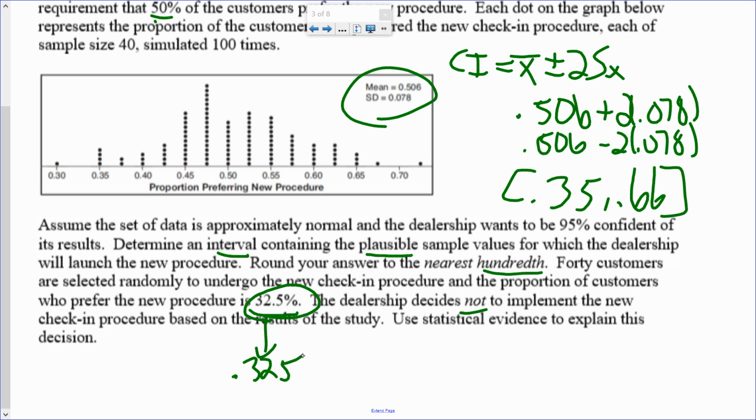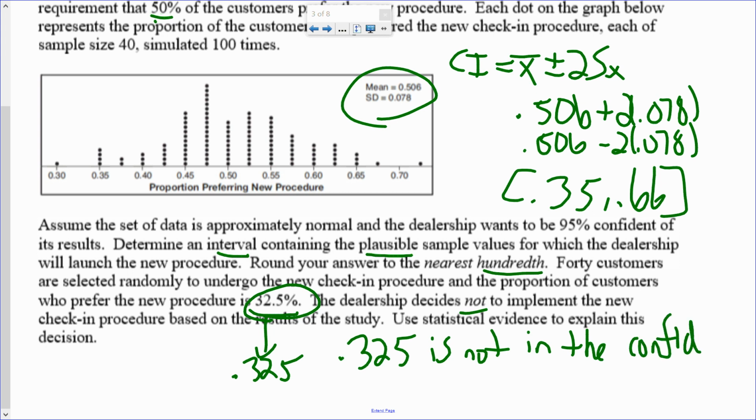So the reason why is 0.325 is not in the confidence interval. And again, avoid saying "it." Don't say "it is not in the confidence interval." Say whatever the value is is or is not in the confidence interval.